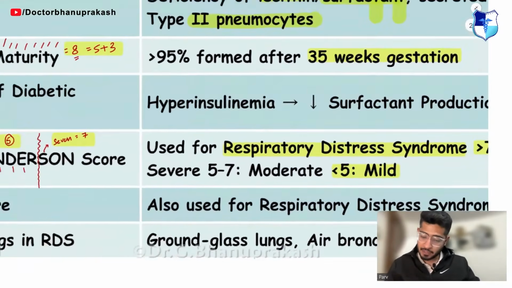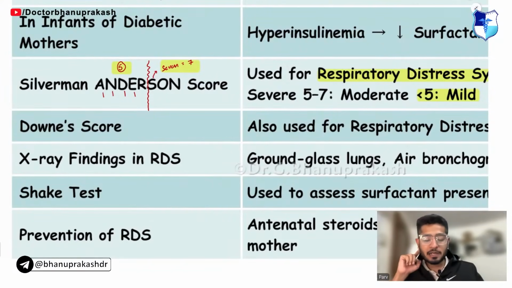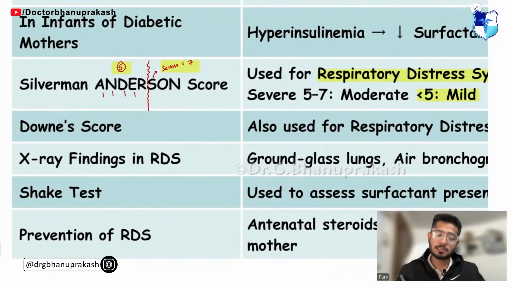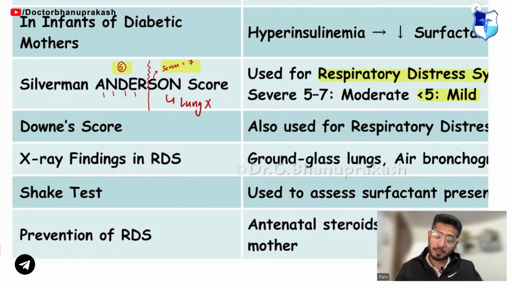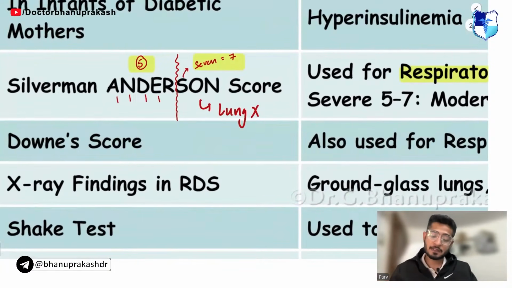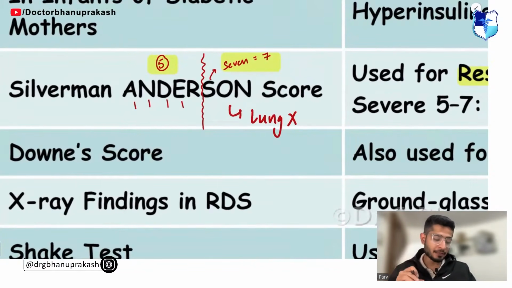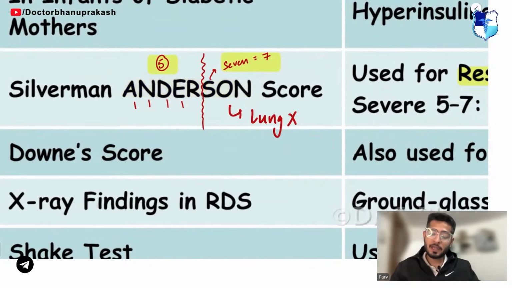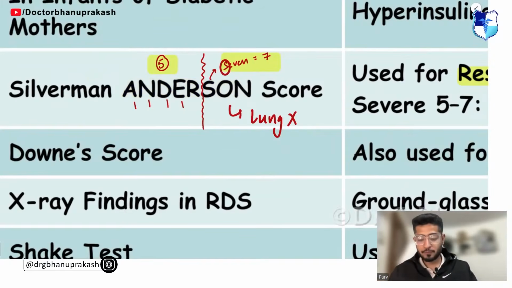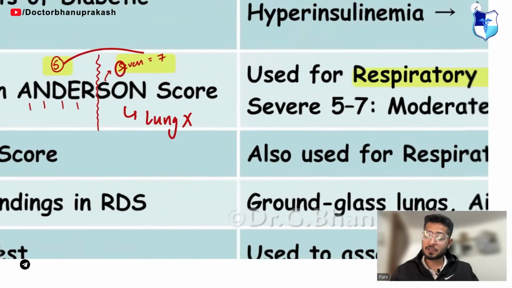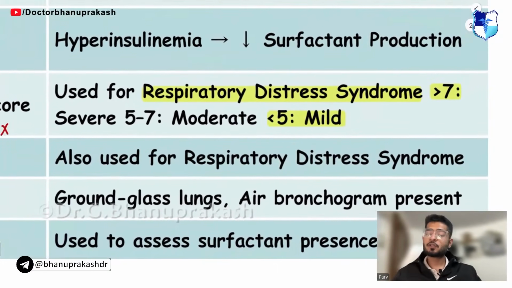Coming on to the Silverman-Andersen score. I have told you LUNGS was the mnemonic for the Silverman-Andersen score. Now remember Silverman-Andersen score: Ander and Son. There are two words, Ander and Son. So SON, Son, S for 7. And Ander has 5 letters. So remember 5 and 7.